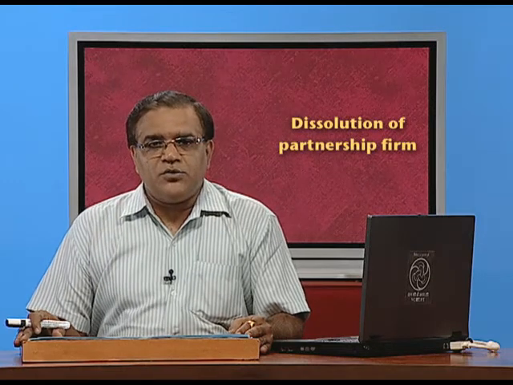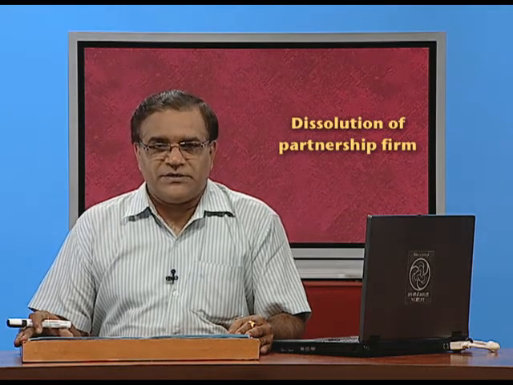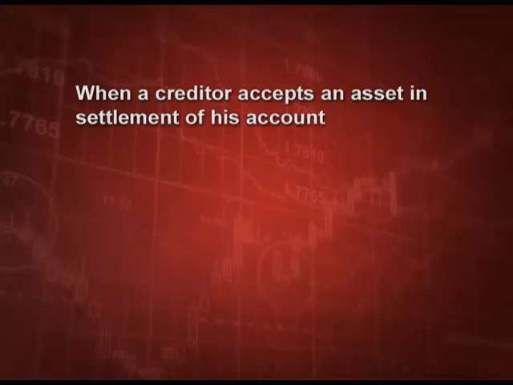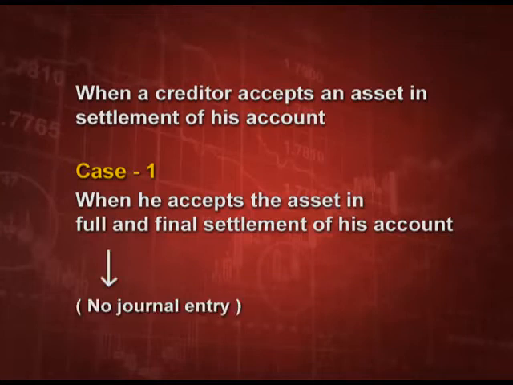Now, before moving on to the questions, let us discuss some very important adjustments. Adjustment number 1. When a creditor accepts an asset in settlement of his account, suppose we have to pay something to a particular person and we ask him to take an asset. Now, what happens? There are two cases. Case number 1, when he accepts the asset in full and final settlement of account, no journal entry is required, because the creditor is taking the asset. Now, the asset will not be realized and the creditor will not be paid. So, there is no need of doing any journal entry.